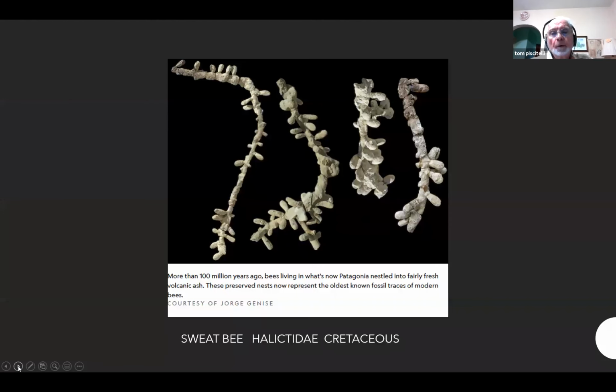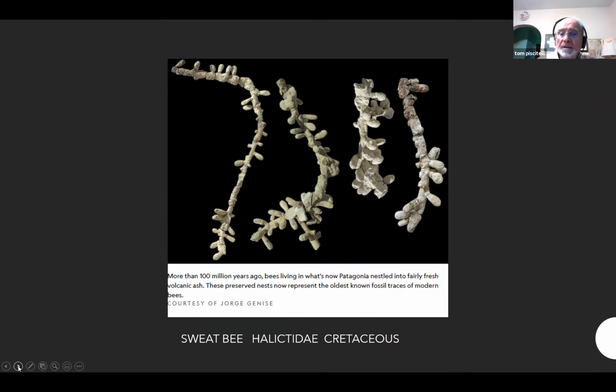The oldest known fossil evidence of bees: these are bee burrows that you're seeing on the screen. In these trace fossil burrows, the bee larvae would mature undisturbed. The only known bee that builds this type of nest is the sweat bee. This Patagonian Argentinian fossil is 114 million years old. It represents the coevolution of pollinators and flowering plants in the late Cretaceous.